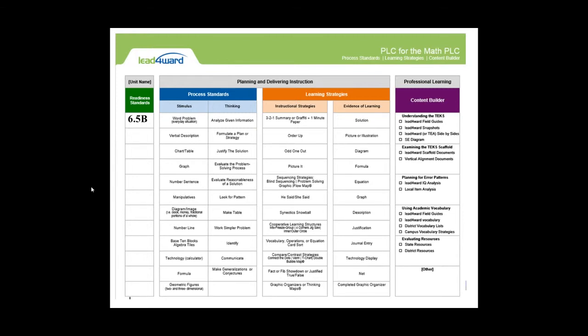After the readiness standard has been selected, how can we plan for transfer? What resources do you have available to use as a stimulus? Take time now to discuss what stimulus could be used to address 6.5B. Remember, the stimulus will be what gets students engaged in the learning.